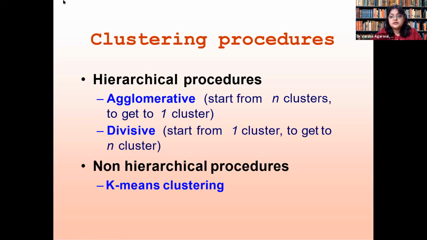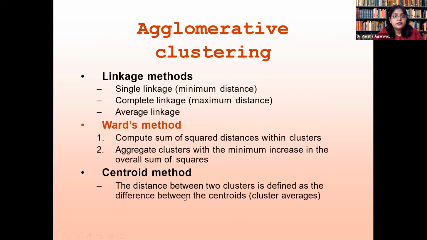Somebody is asking me what is hierarchical cluster, which means that when I do not know how many clusters I'm supposed to form, in that case, I might go from agglomerative to divisive approach. So it will tell me how many clusters I should form.